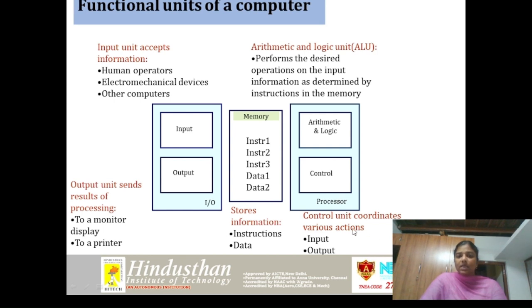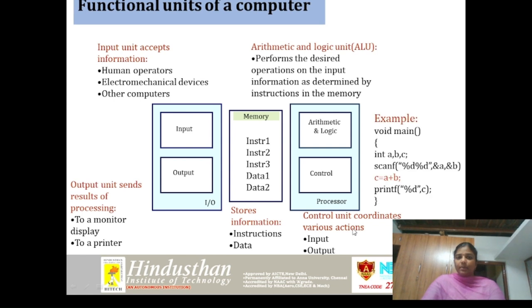And next one is the control unit, which coordinates various actions. The actions performed by the control unit are that input, output, and processing, everything is coordinated by the control unit that is present in the processor. So these things are known as the functional units of a computer.